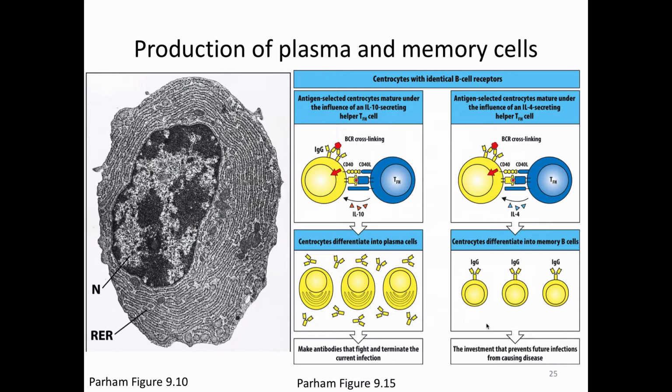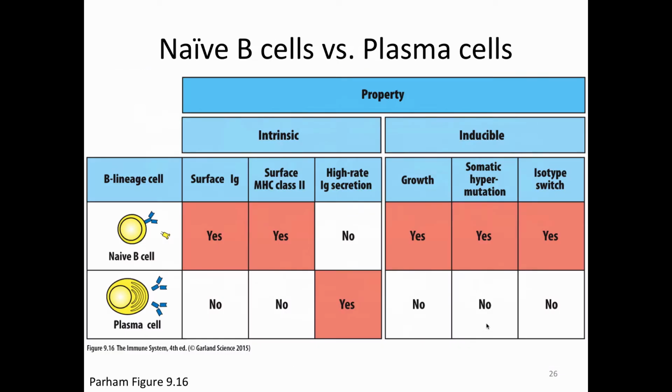That's the really good thing about plasma cells. Plasma cells don't have B cell receptors on their surface anymore. They don't have MHC on their surface anymore. They don't grow. They don't do hypermutation. They don't do isotype switch. They've already done those things. They do exactly one thing, which is make boatloads of antibody.